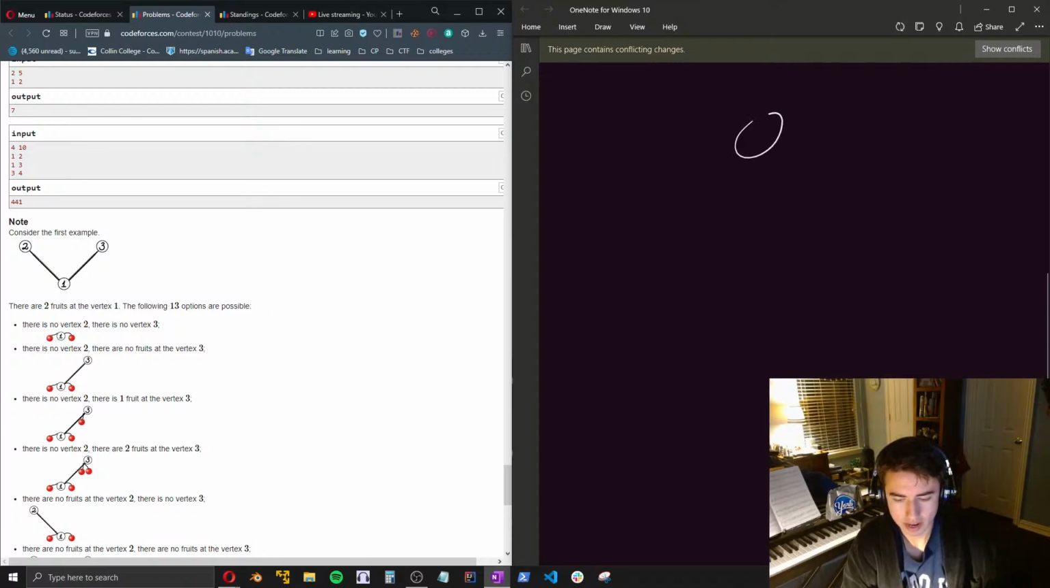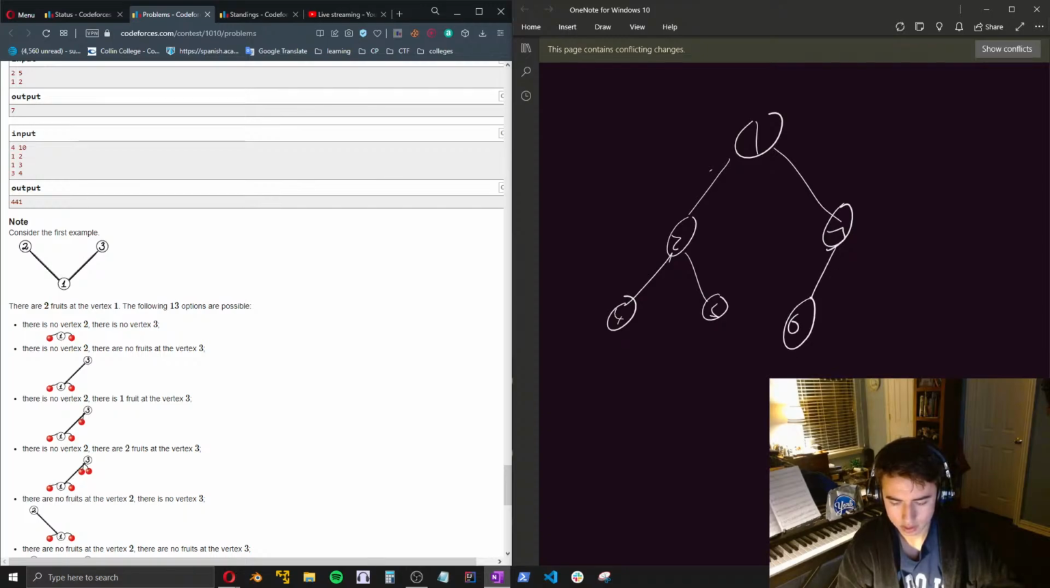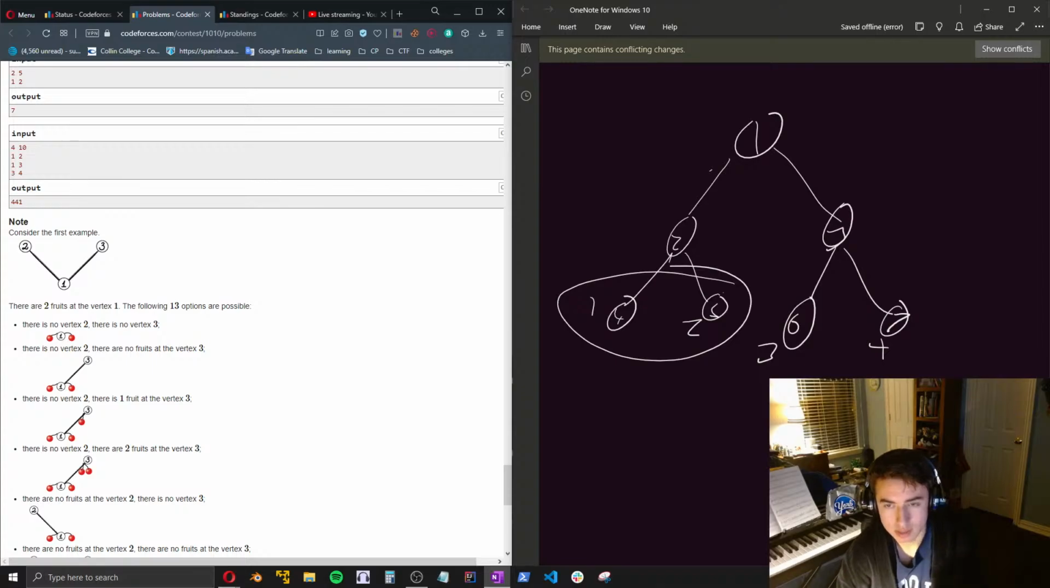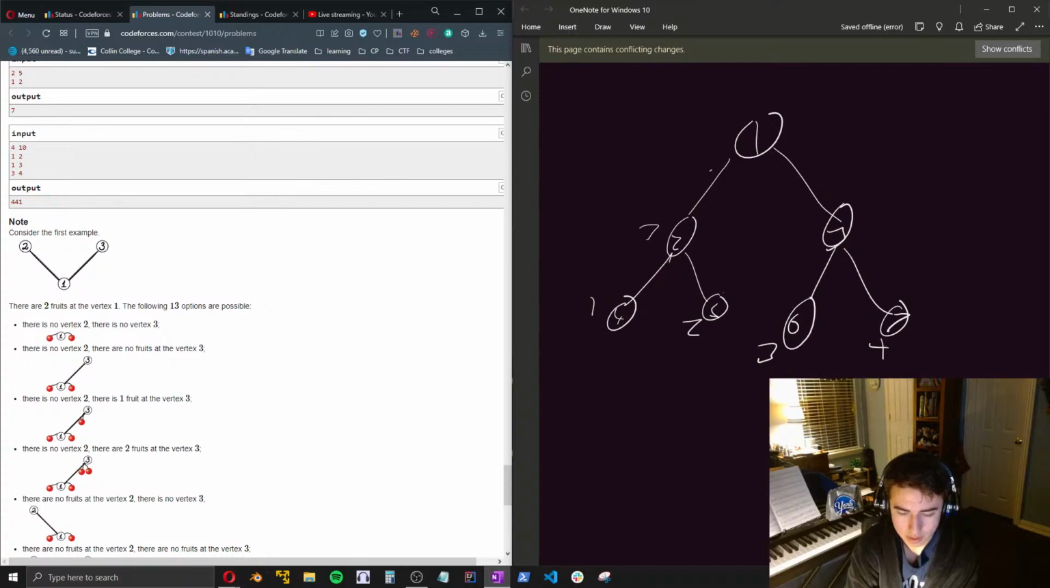So let's say we have a binary tree like this: 1, 2, 3, 4, 5, 6, 7. Let's say we start with the children having fruit numbers like this. This means node 2 must have more fruits than 1 plus 2, which is 3 fruits, because its children have these many fruits, and it needs at least as many fruits as its children. So we can have 3 or 4 or anything higher, right?